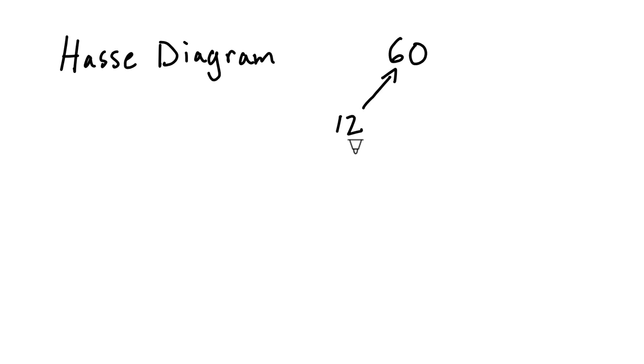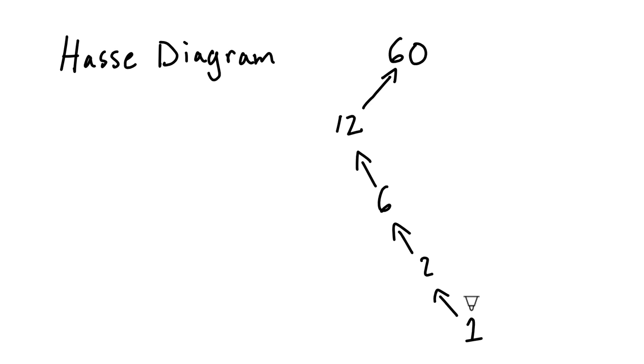when we draw it, we only draw a minimal amount of arrows. For instance, we want to draw paths that are the longest. So 60, 12, 6, maybe like 2 and 1. Okay, so this is the longest path from 1 all the way up to 60.